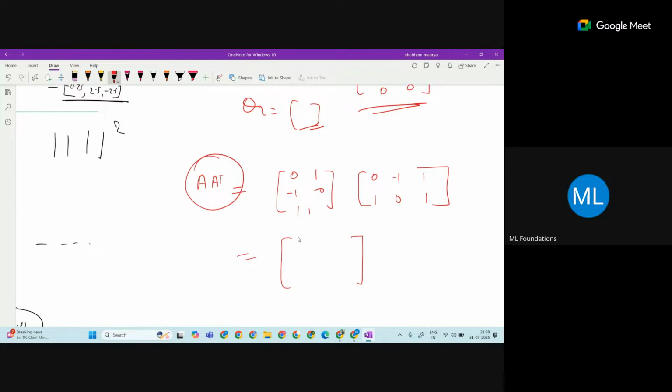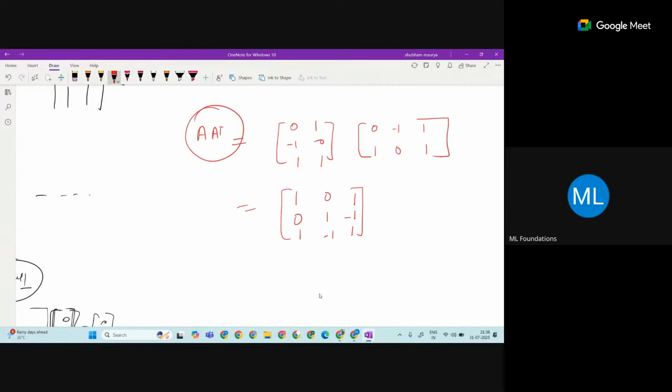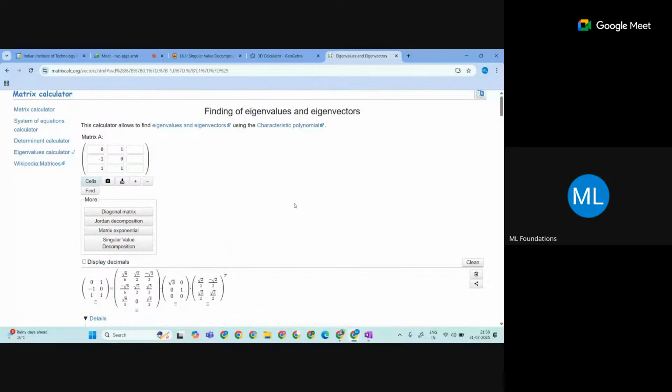This is going to be 1, this is going to be 0, and this is going to be 1. This is going to be 0 here, 1 here, minus 1 here, and this is 1 here, minus 1 here, and 1 here. Now if you calculate the eigenvalues of it, let's quickly calculate it here. I will use the calculator to do it fast.